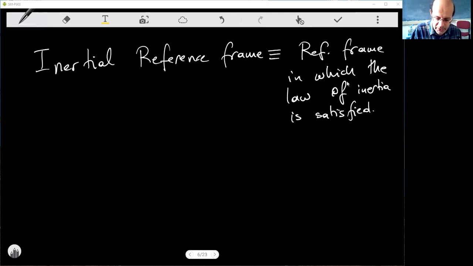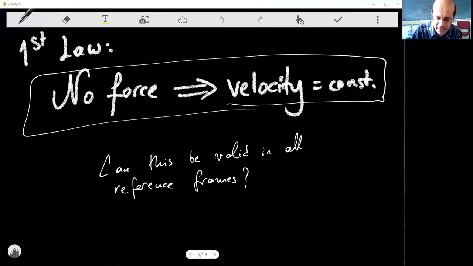All right, so I'm going to talk about this. What are the inertial reference frames? Can there be more than one inertial reference frame? Obviously, yes. Any reference frame where the velocity of an object for which there is no force acting on it is constant should be an inertial reference frame.